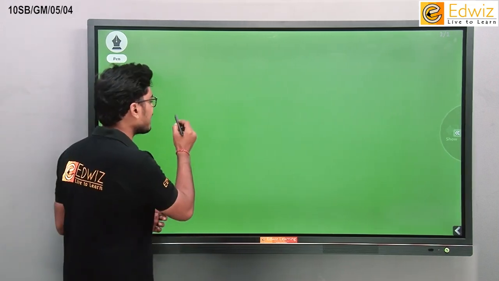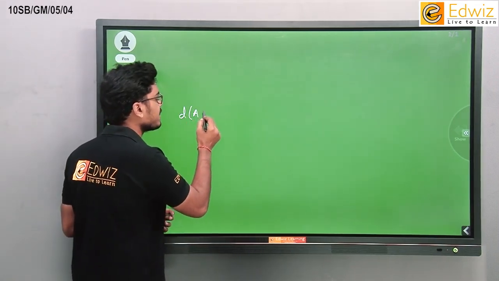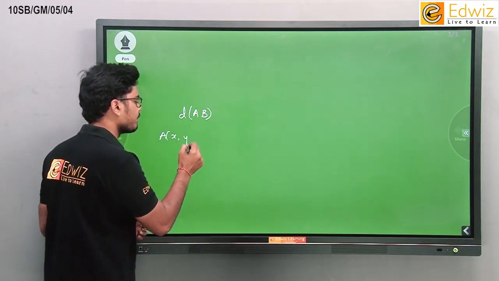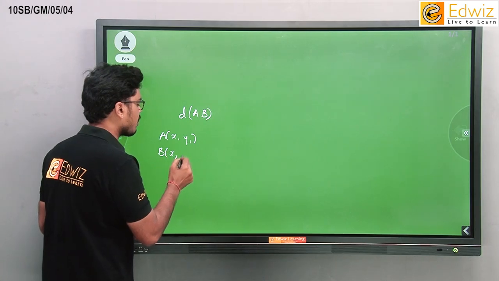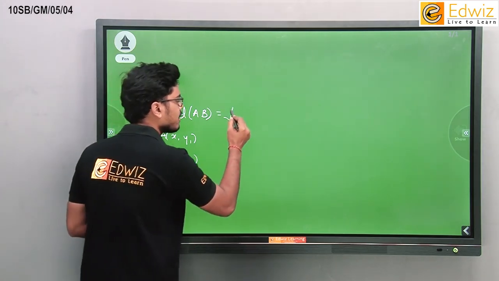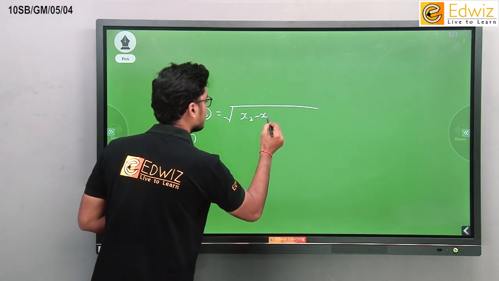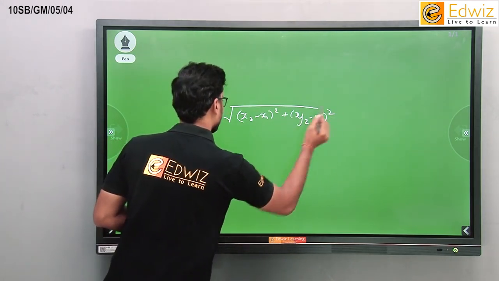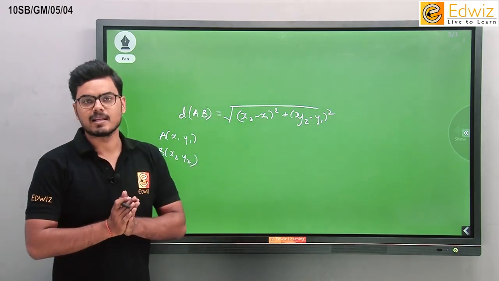So the distance formula that we learned: suppose the distance between point A and B has to be found, where point A is (x1, y1) and point B is (x2, y2). So the distance is the square root of (x2 minus x1) the whole square plus (y2 minus y1) the whole square. Correct? This is the distance formula that we learned.